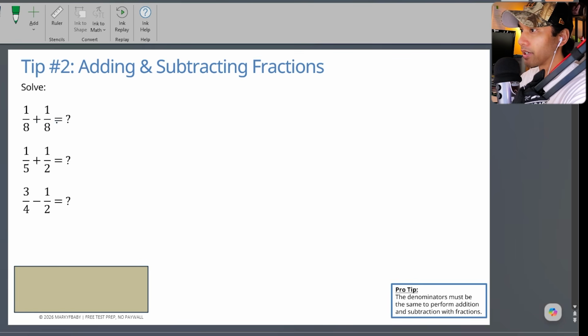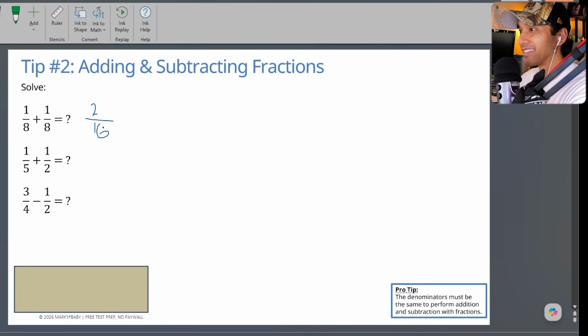This one could add together, straightforward, okay? 1/8 plus 1/8 equals, well, what is 1 plus 1? That is just 2. And then 8 plus 8, 16. But that's wrong, okay? The thing about adding and subtracting is the denominators stay the same. So this equals, actually, let me erase it, okay?